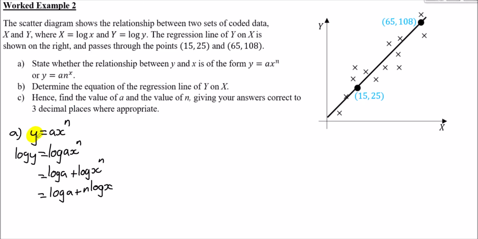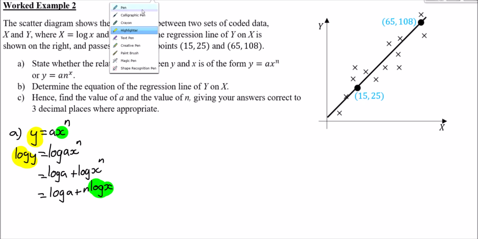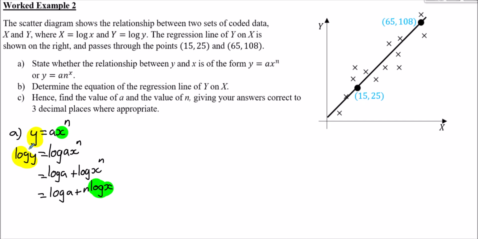So y will be coded as log y, and then x is transformed into log of x, which is exactly what we're saying here. So in this case, what I've coloured in for y, log of little y is the same as big Y, log of little x is the same as big X. So therefore, it must be the type y equals ax to the n. Because by taking logs of both sides, we see that y becomes a log y and x becomes a log x.